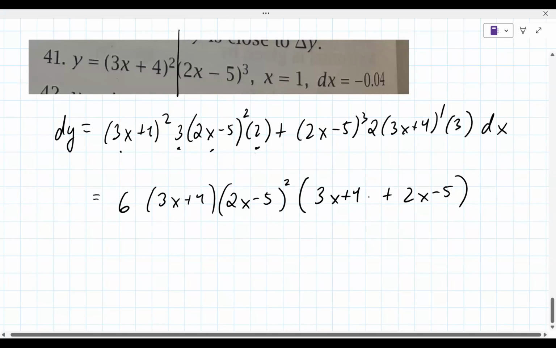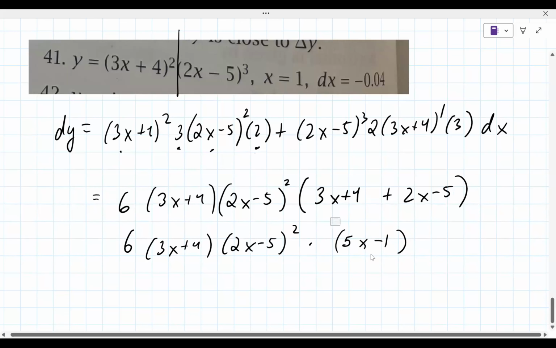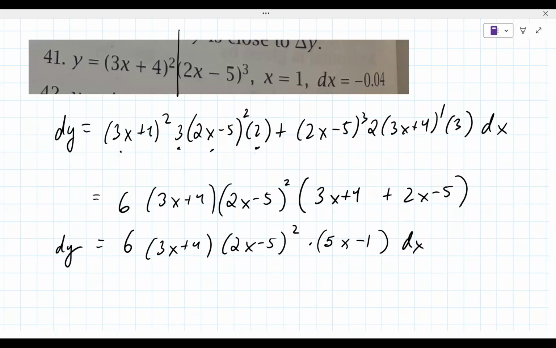Like that. And then you combine like terms here for this last one. So this is the way the answer is presented on the AP multiple choice, something like this. All right, so that's part A. Any questions on that? Just the derivative. Yep, just the derivative.